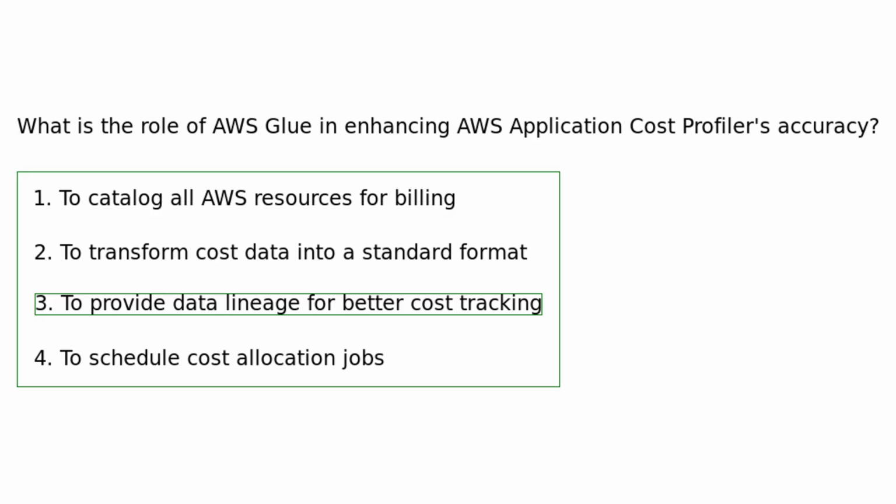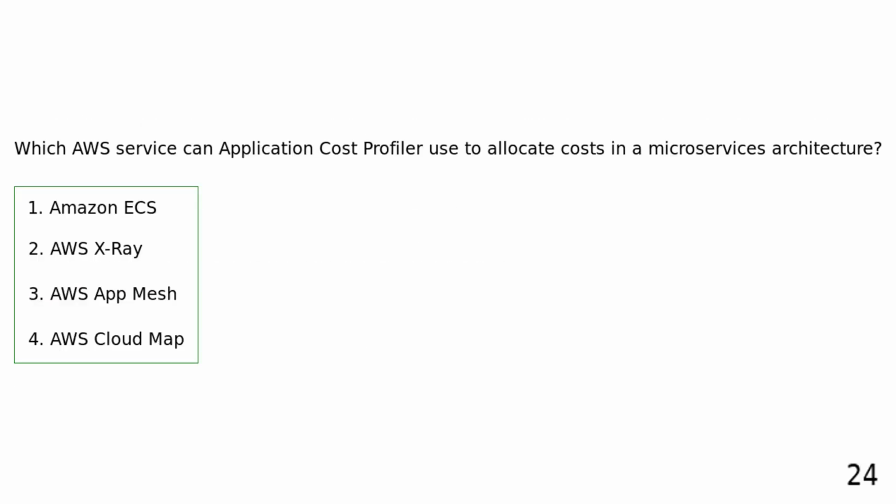Which AWS service can Application Cost Profiler use to allocate costs in a microservices architecture? Amazon ECS, AWS X-Ray, AWS App Mesh, AWS Cloud Map. AWS X-Ray provides detailed tracing in microservices architectures, helping AWS Application Cost Profiler accurately allocate shared resource costs based on each service's interactions.